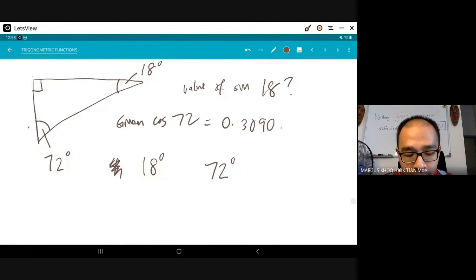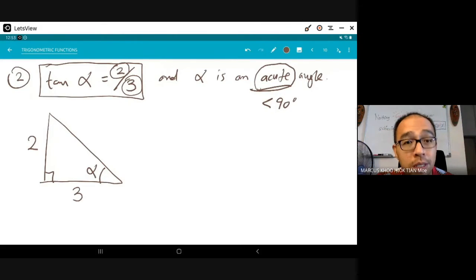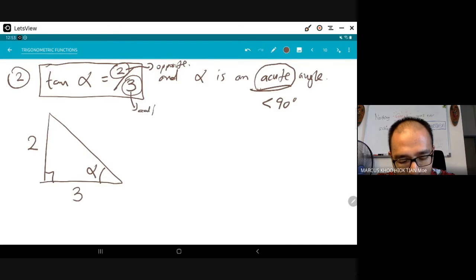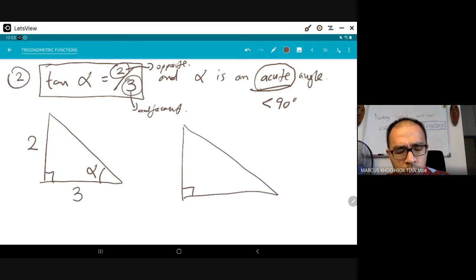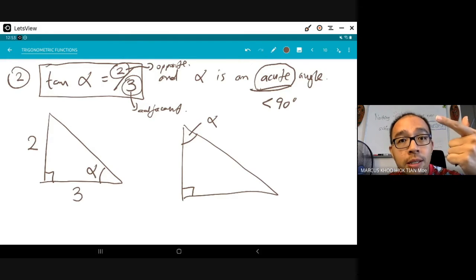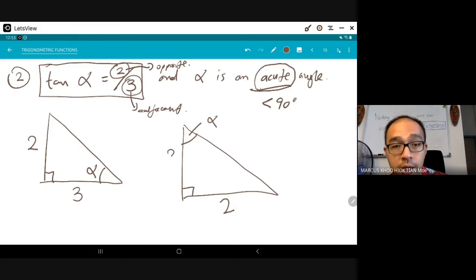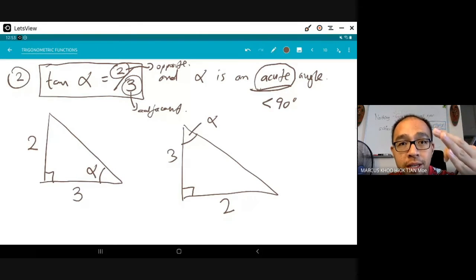So if they give you the value like this, especially kalau dia adalah dalam bentuk pecahan, you know that this is opposite and this is adjacent. Is it okay kalau saya tukar tempat alpha itu? Boleh. I can draw another triangle. But okay lah, letaklah di atas. Tetapi kamu punya 2 dan 3 akan tetap mengikuti peraturan SOHCAHTOA, which is opposite over adjacent. No matter where you put the angle, the 2 and the 3 must always follow the rule. 2 is opposite, 3 is adjacent.